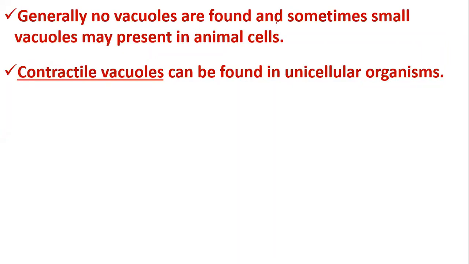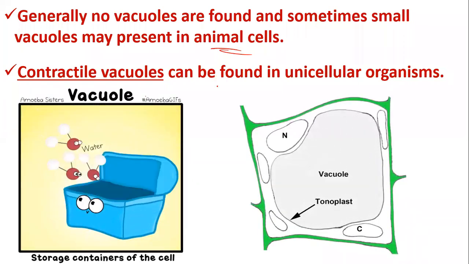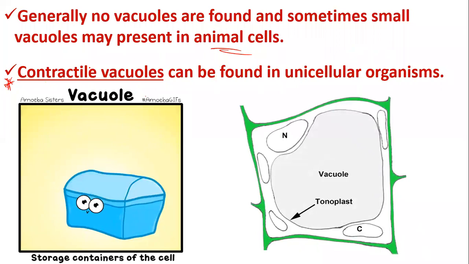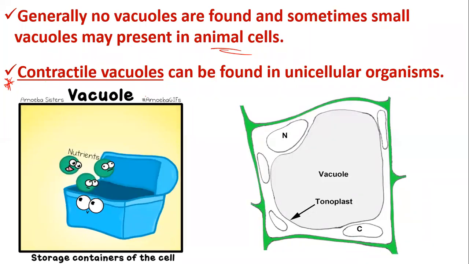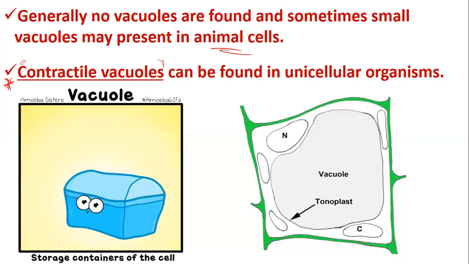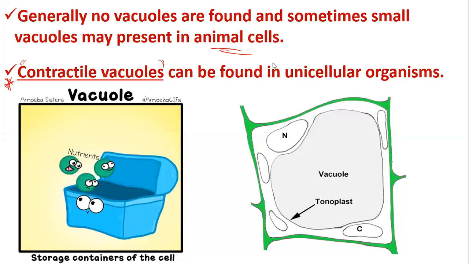Remember, generally no vacuole is found in animal cells. Normally no, but sometimes if it is there, small vacuoles only. But if you look at a special microorganism, a unicellular organism, some unicellular organisms have a contractile vacuole. In grade 10 unit 8, which is also a very important lesson, characteristics of living organisms, I will teach you which organism has this contractile vacuole and what its function is. I will teach that in that session.